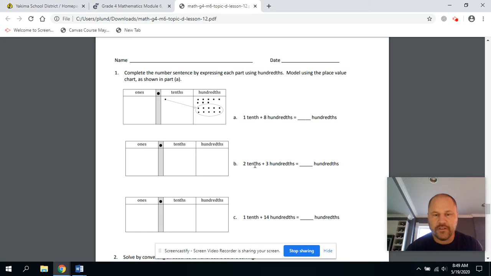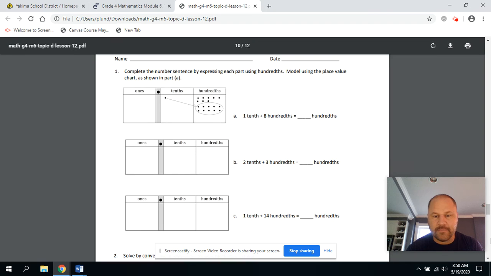Okay, and then here 2/10, we've got to convert it, right? So we would put 2 dots in the tenths place. We would put 3 dots in the hundredths place. So we would unbundle to say 1/10 becomes 10 hundredths. Another tenth becomes 10 more hundredths. So we have 20 hundredths plus 3 hundredths equals 23 hundredths.